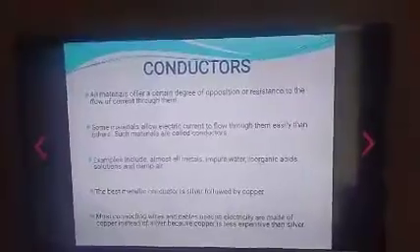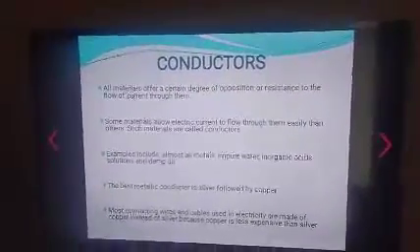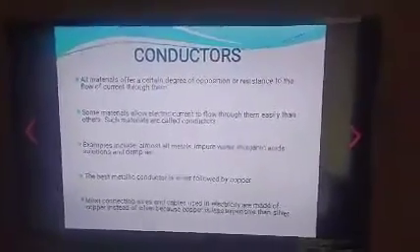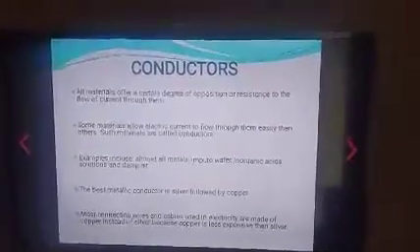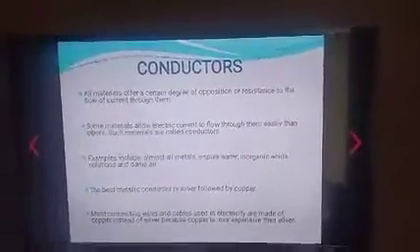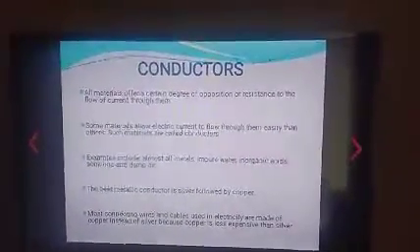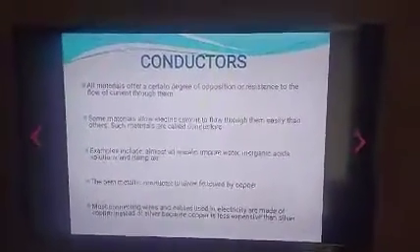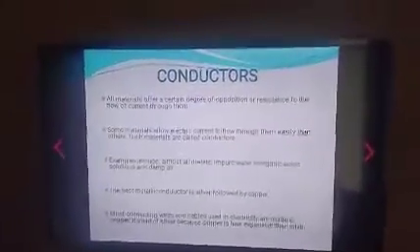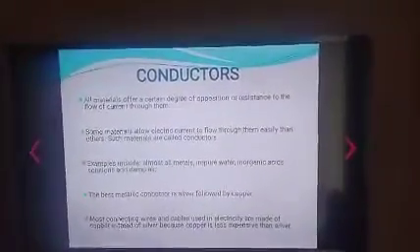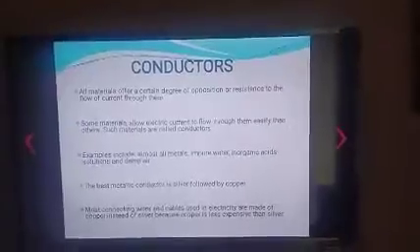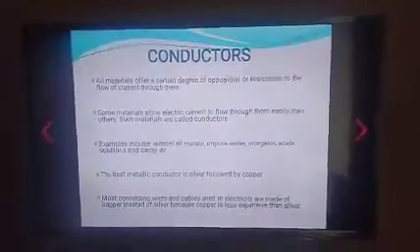Now let's go to conductors. Conductors are simply materials that enable the flow of current. But before that, all materials offer a certain degree of opposition, or resistance, to the flow of current. That is to say, every material has a measure by which it allows current to flow through it. Some materials allow current to flow through them, while some do not. Those that allow current to flow through them are called conductors, while those that do not allow the flow of current through them are called insulators.